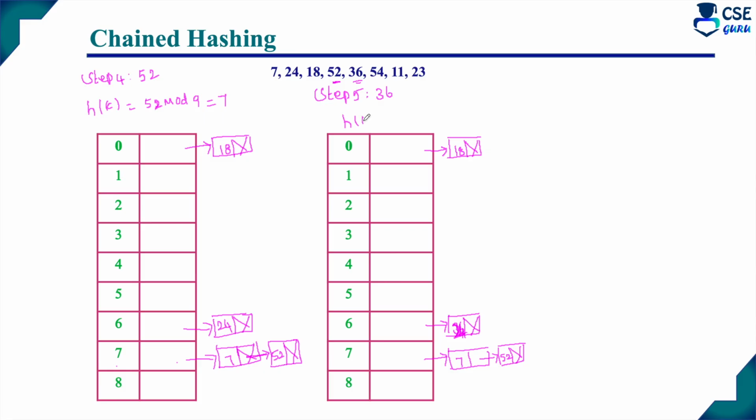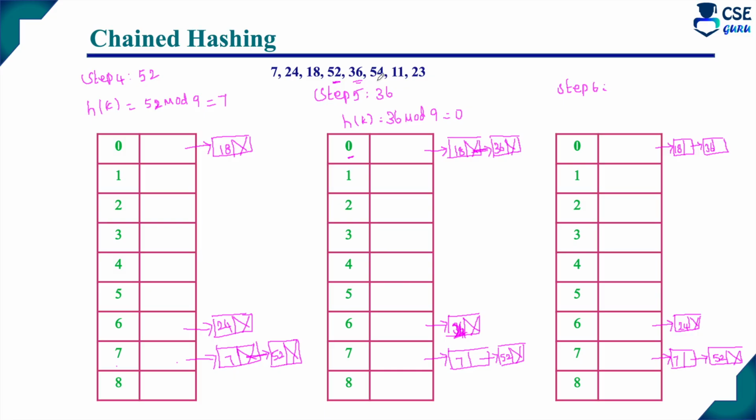Next, step 5, consider the next element 36. So, h of k is equal to 36 mod 9. Here you will get 0. So, here also in the 0th memory location, more than one element hashes to the same index. So, in that case, create a linked list, create a link here and add that element here. Element is 36.